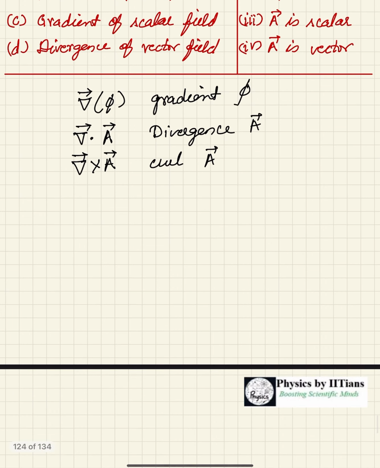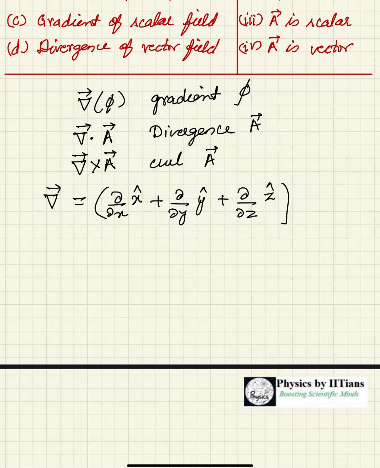अगर आप डेल ऑपरेटर चेक करें तो डेल ऑपरेटर को आप इस तरीके से डिफाइन कर सकते हैं इन द कार्टेशियन कोऑर्डिनेट. डेल इज डिनोटेड एज del over del x of x cap plus del over del y of y cap plus del over del z of z cap.